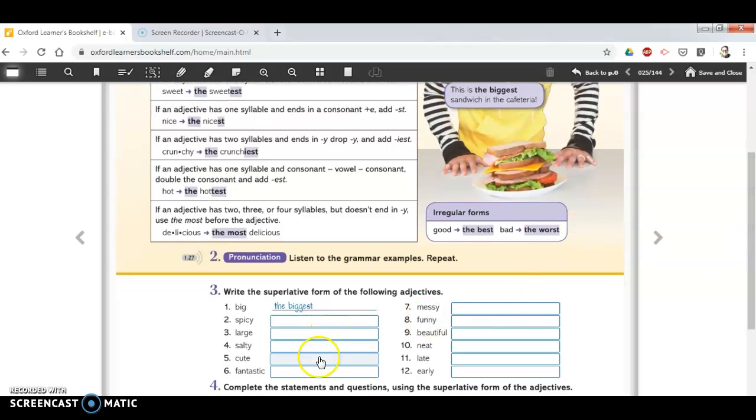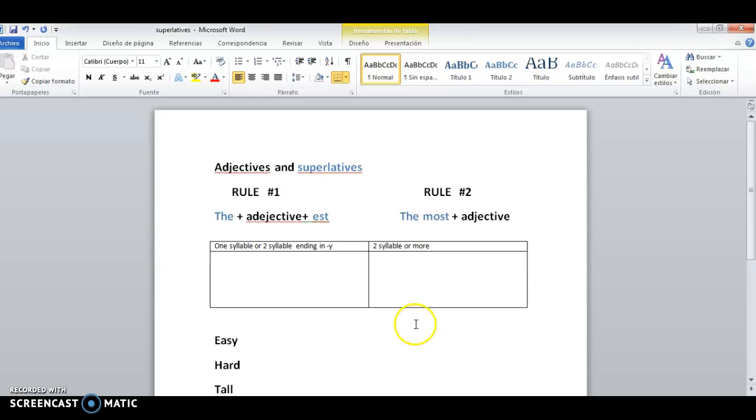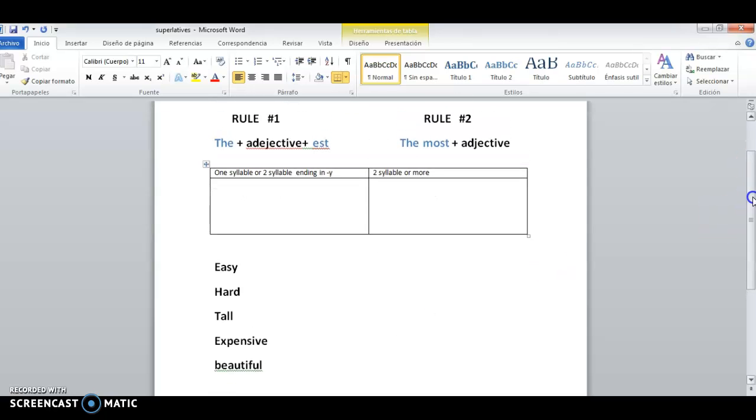Okay, before we do this exercise, let's practice here. Okay, when are you going to apply rule number 1? Rule number 1 applies for words that are short. For example, easy, hard, tall. When are you going to use rule number 2? The most plus the adjective. Okay, when it's a word like expensive or beautiful.